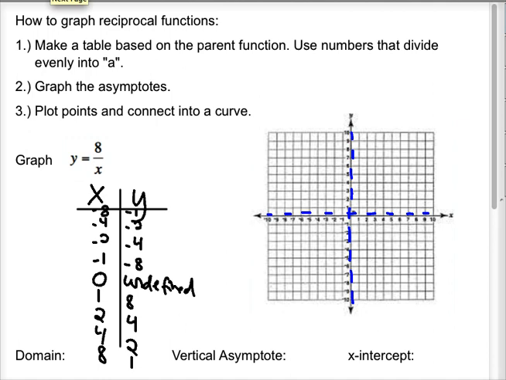So I have, let's see here, I have 1, 8. Oh, I'm sorry, I started in the wrong place. So I have -8, -1, -4, -2, -2, -4, -1, -8. Then I have 1, 8, 2, 4, 4, 2, and 8, 1. So notice I'm getting my 2 branches.